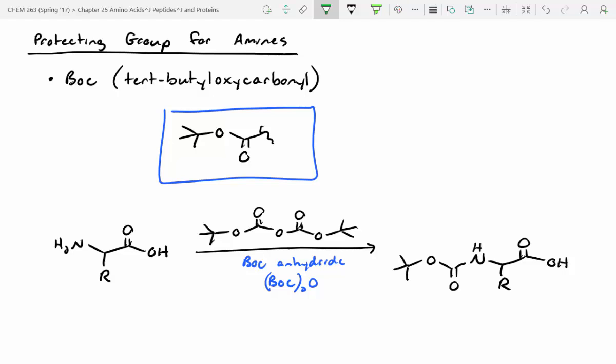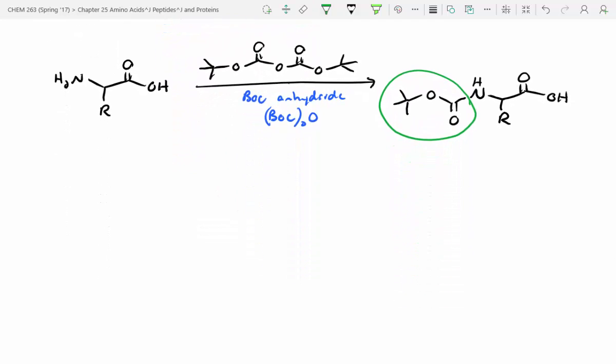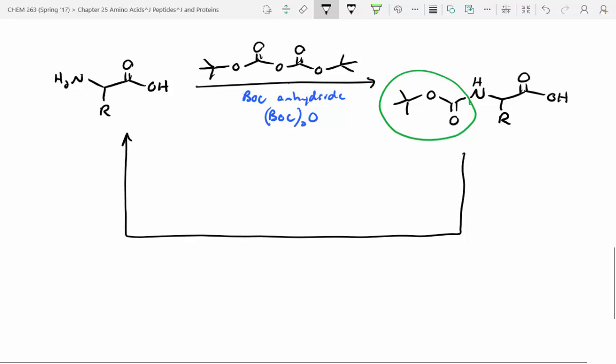So right now we've got this BOC protecting group off of that nitrogen, meaning it won't do acid-base chemistry anymore. The really cool thing with this is you can remove it using trifluoroacetic acid. So if you want to just go back to your starting material, you need this strong acid that's available in most labs. People will call it TFA or trifluoroacetic acid. And that will pop off that BOC group.